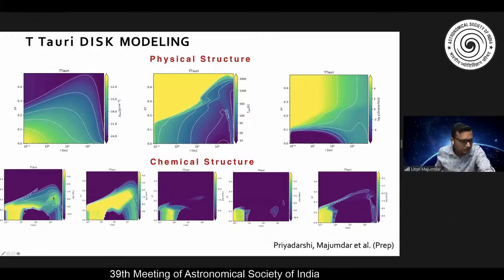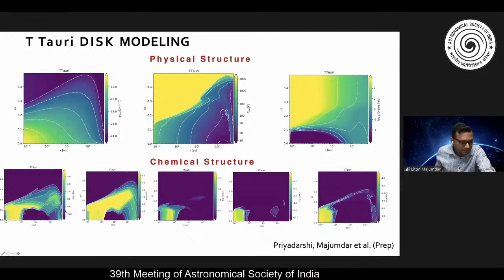So we will start with N2, then this is CO, this is CO2, this is ammonia, and this is water. So clearly from this plot, you can see water is available in the gas phase only very close to the central star. So this is the last molecule that you can expect to have in the gas phase.